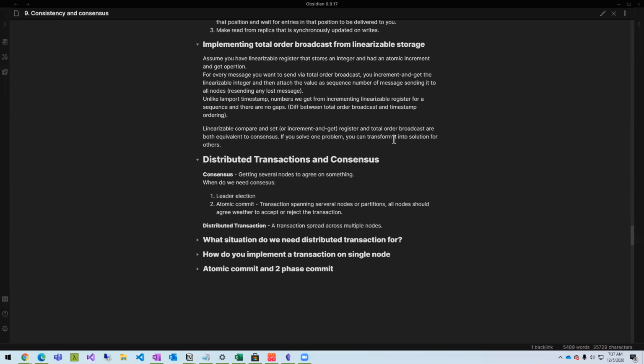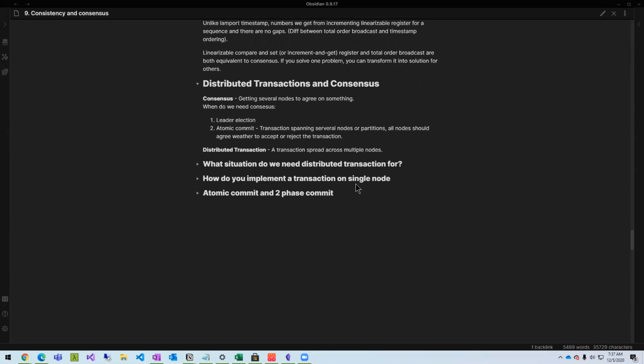Okay, so today we will start with distributed transactions and consensus. Last time we discussed a little bit about two-phase commit. This time we will go into more detail. So, what is a distributed transaction? It is basically a transaction which is spread across multiple nodes in a distributed network, right? Just thinking about that, what are the situations when we would need a distributed transaction?